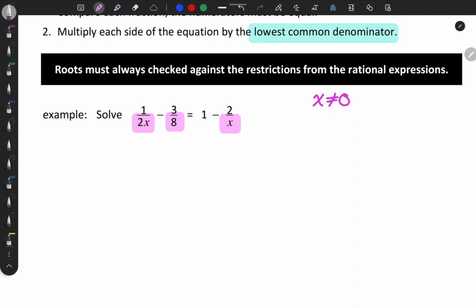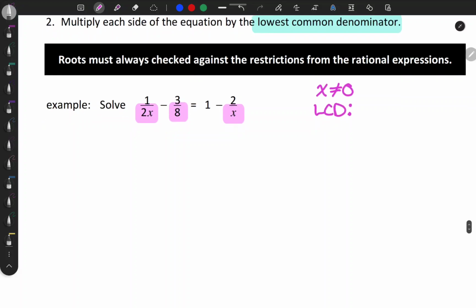So looking at any fractions I have, a 2 and an 8, so my lowest common denominator is going to involve an 8. And I also have a single x, so my LCD is 8x. What I can do next is multiply both sides of the equation by 8x, and I should do it to both sides of the equation. I'm just going to wrap both sides of the equation in brackets and put in an 8x so I can make it kind of clear that I am multiplying everything by 8x.